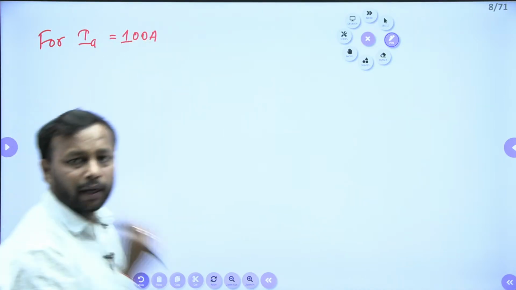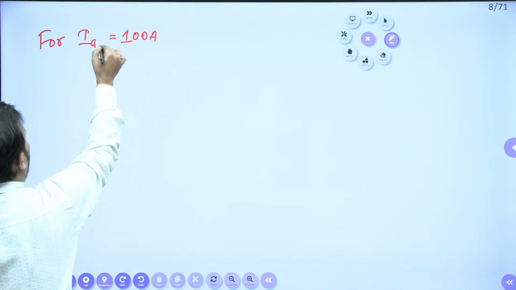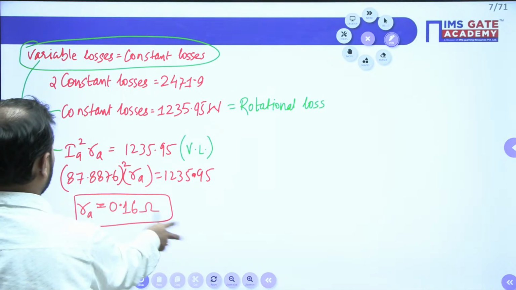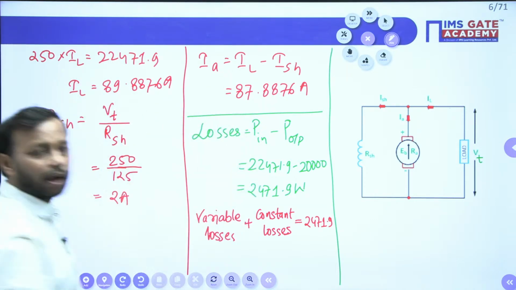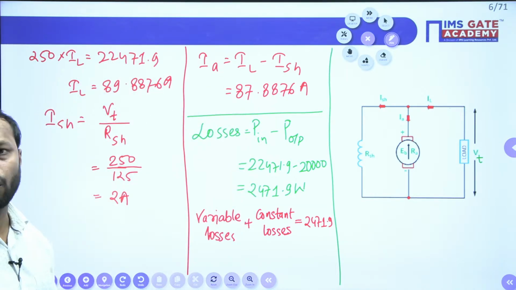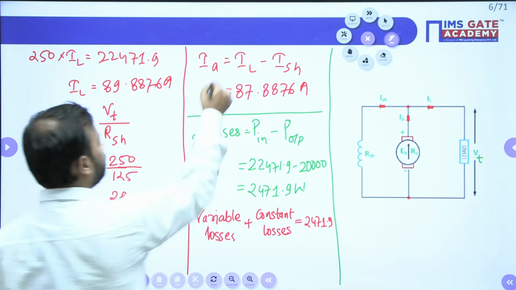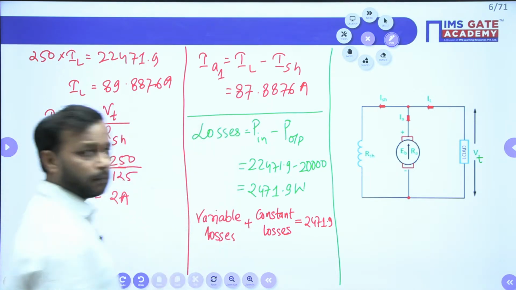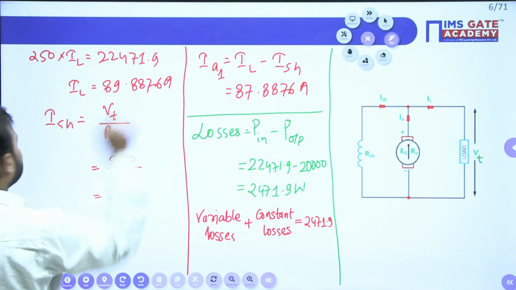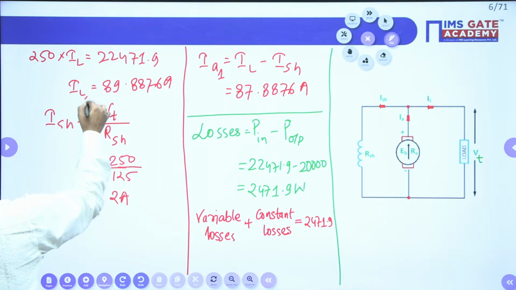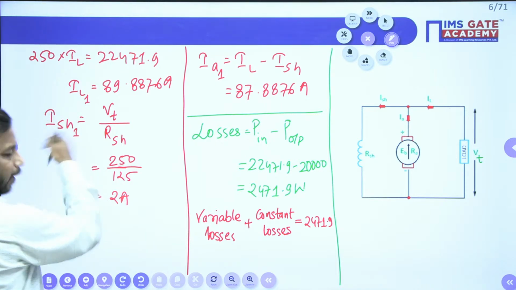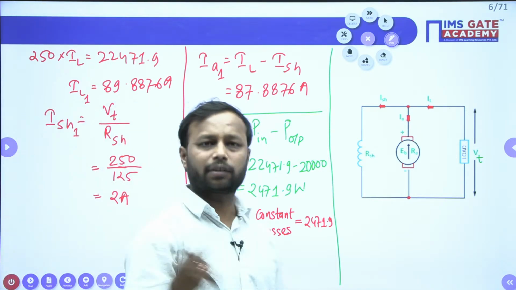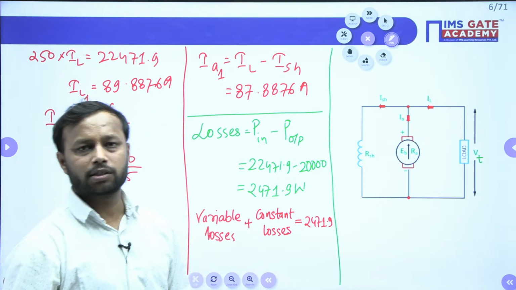But let me take this case as the second case, IA2. Why? Because we have been given this current, and with respect to this we are going to find the efficiency and so on. So this will be treated as IA1, the first case. This is IL2 and this will be IL1. Am I clear? Any doubt in this? So let me take this ISH1. But anyway, ISH1 and ISH2 are going to be the same.